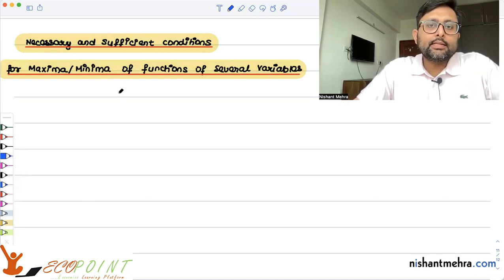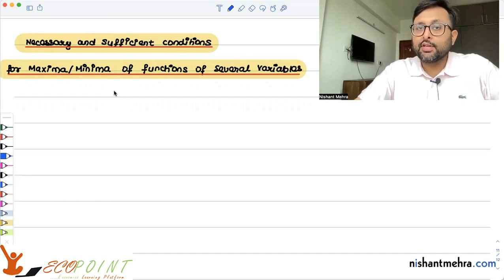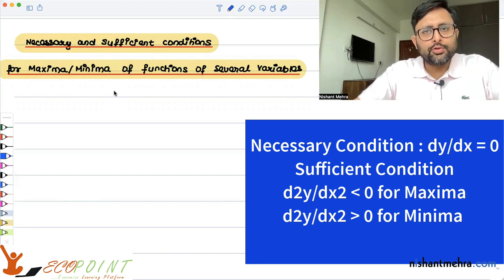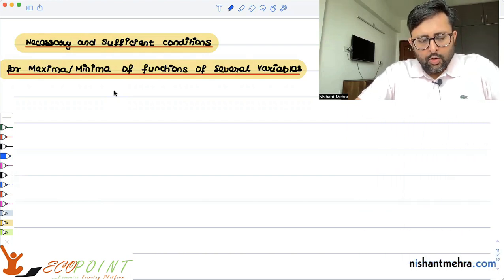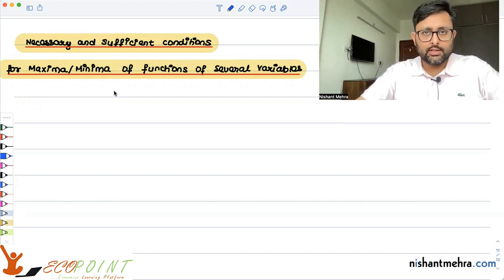Now let us look at the necessary and the sufficient conditions for maxima minima of functions of several variables. We know the necessary condition for the function of one variable: dy by dx equal to 0, and d2y by dx2 less than 0 for maxima and d2y by dx2 greater than 0 for minima. This is what we know, right? Now, we are going to look at the same thing for the functions of several variables using the concept of differentials, which we have done yesterday.